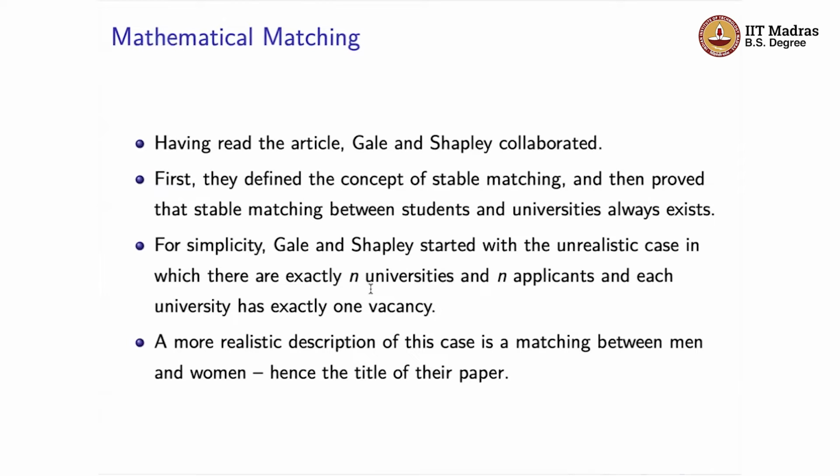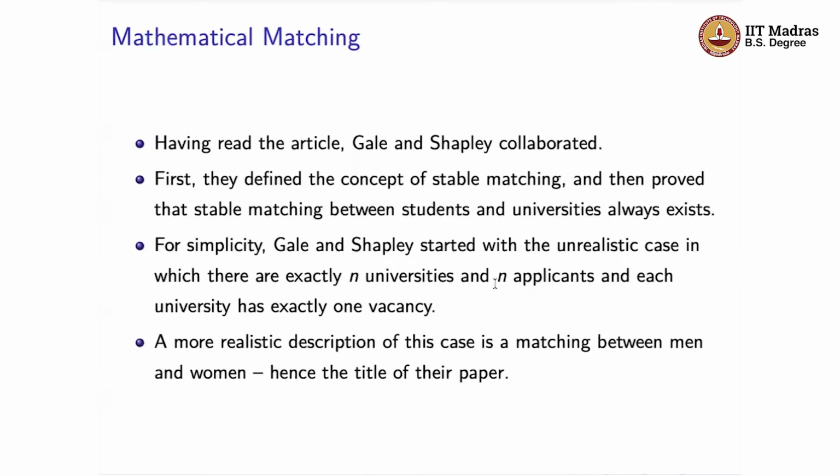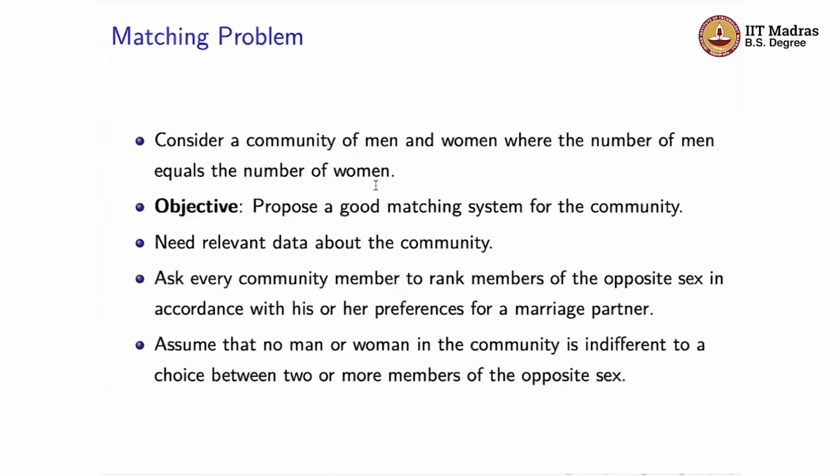They framed it in terms of this case where you have got exactly n universities and n applicants, and they saw the linkage between the problem that they were studying and the marriage problem, right? So what is the problem that we now want to study in order to get some idea about how to think about matching? So imagine that there is a community of men and women where the number of men equals the number of women, right? So this is like thinking about n universities and n applicants. So you think about now n men and n women, where the number of men and the women are the same, right?